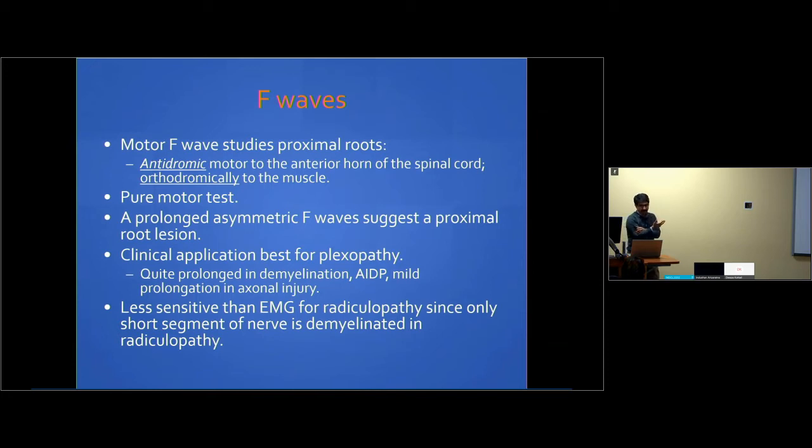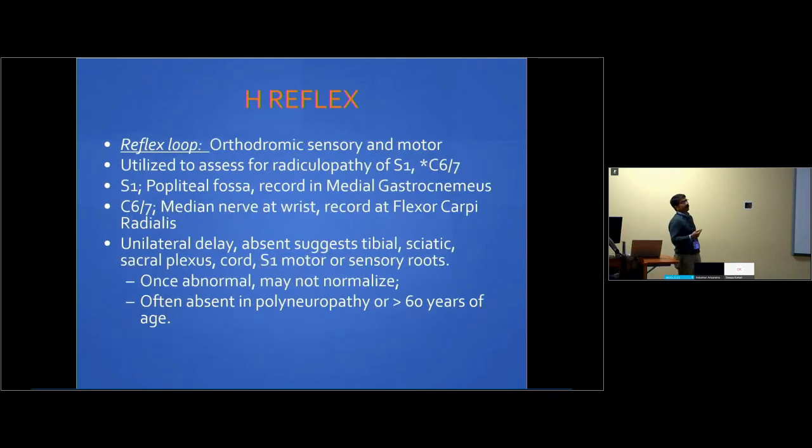It could also be affected in radiculopathy because of the proximal segment. The H reflex, on the other hand, is like a deep tendon reflex. What we typically do is commonly used for S1 radiculopathy. We stimulate the tibial nerve in the popliteal fossa, so the sensory arm goes up, and then we record down at the soleus muscle. That determines the sensory arm coming back, the motor arm. And that again can be absent, as mentioned, in S1 radiculopathy and plexopathy, as well as in demyelinating neuropathies.